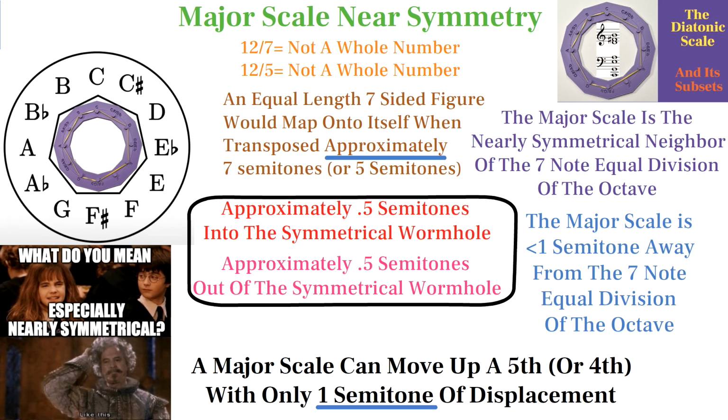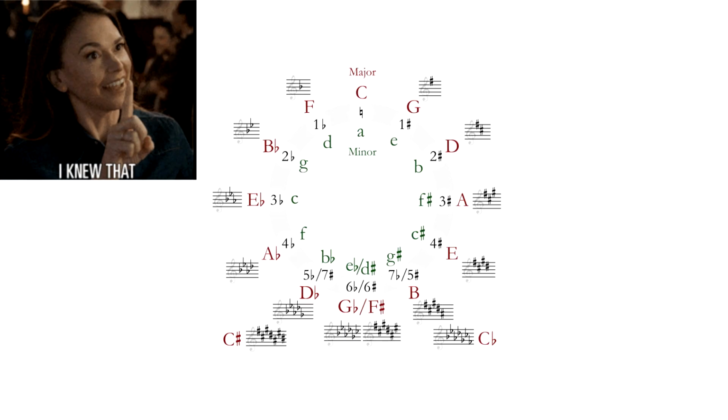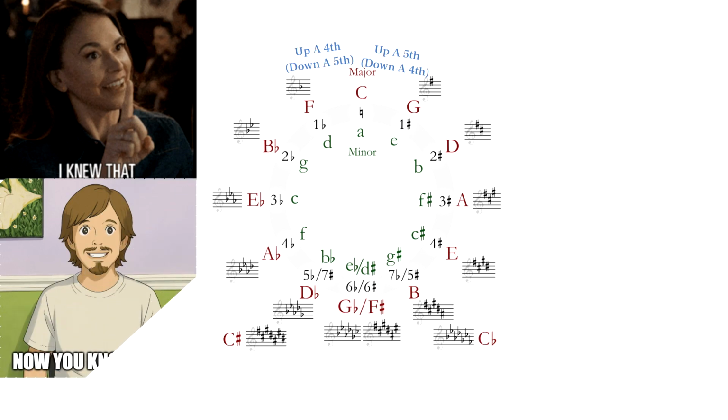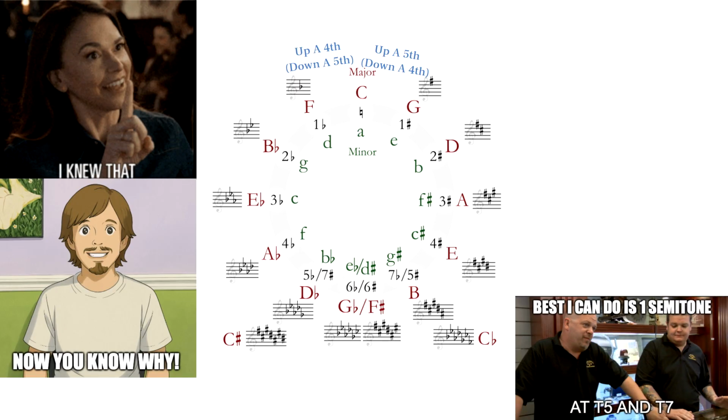The result is that a major scale can move up a fifth with only 1 semitone of displacement, roughly half a semitone into the 7-note symmetrical set, and roughly half a semitone out of it a fourth or fifth away. Many of you probably knew this result already if you're familiar with the circle of fifths and how keys change by just adding 1 accidental. Adding a flat shifts the major scale up a fourth, and a sharp shifts it up a fifth. It's insightful to learn the geometric perspective for why the major scale has ideal voice leading at the level of a fourth and fifth. It explains why music tends to change keys at those transposition levels.